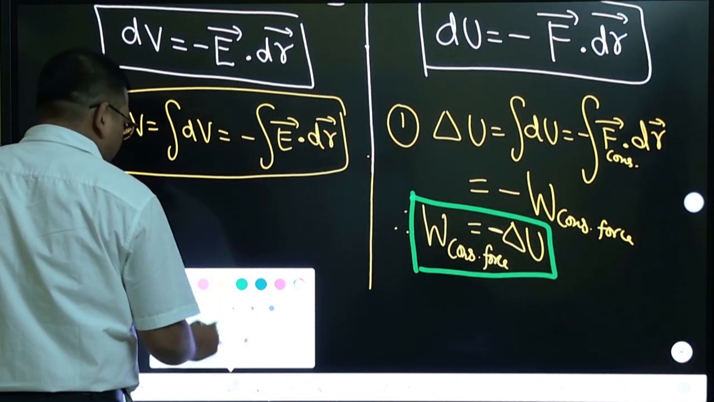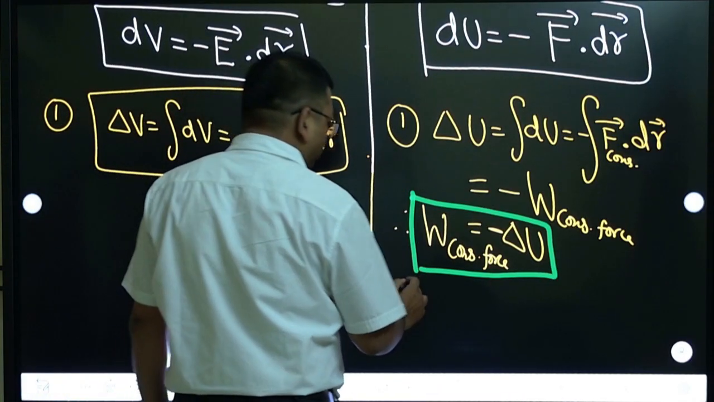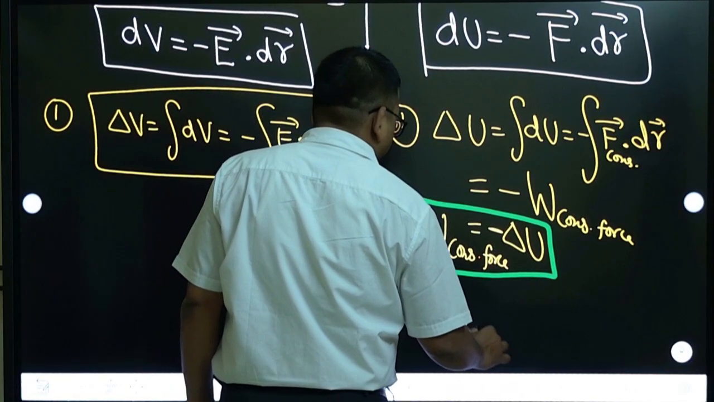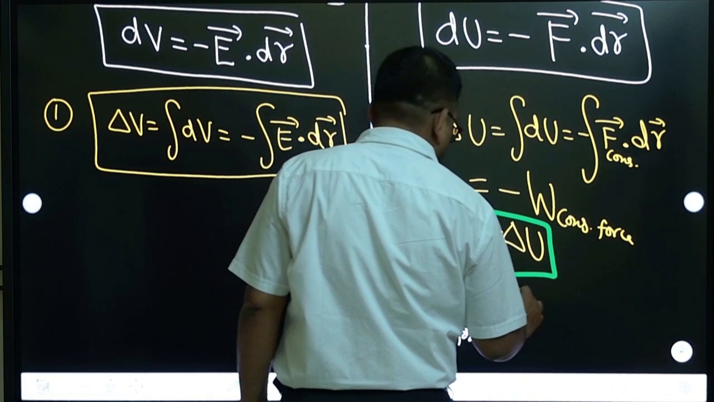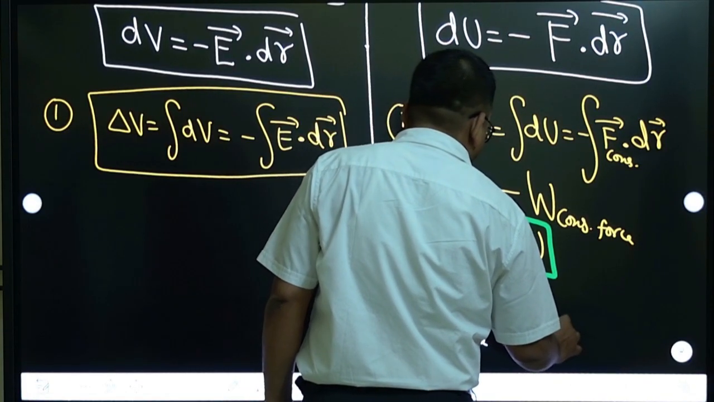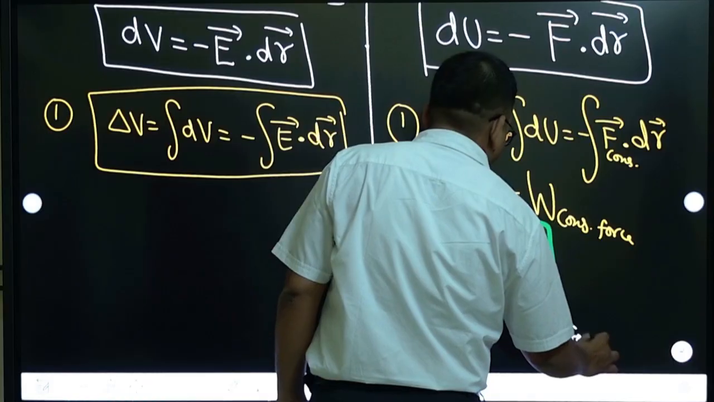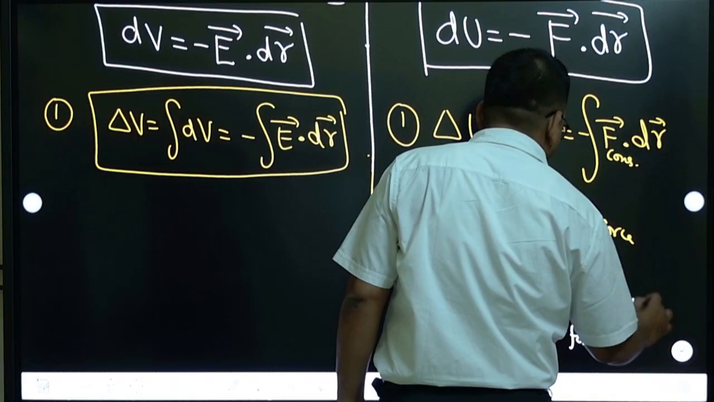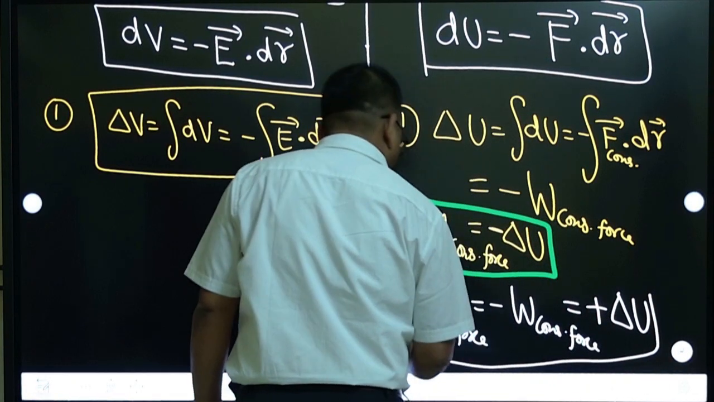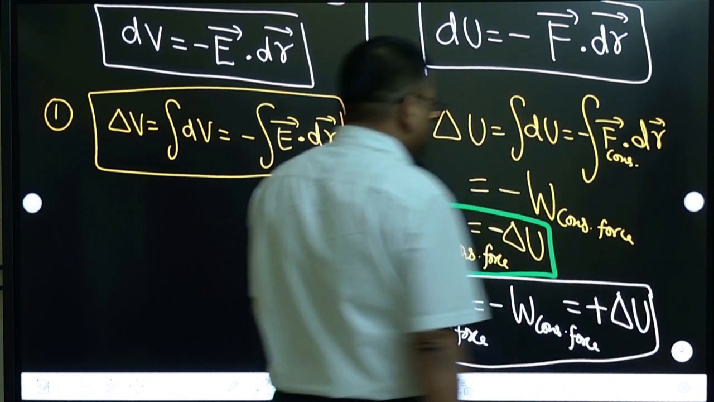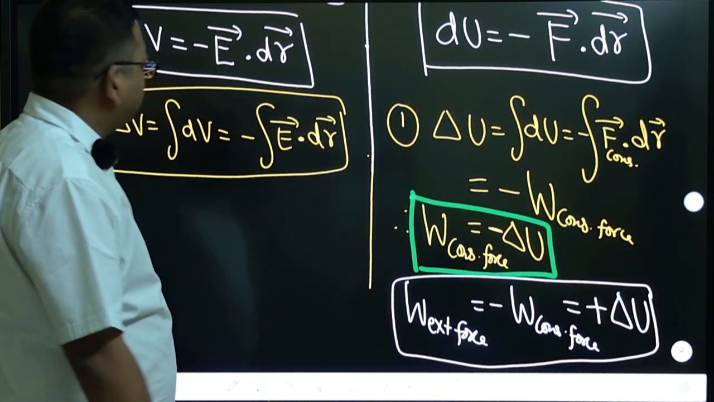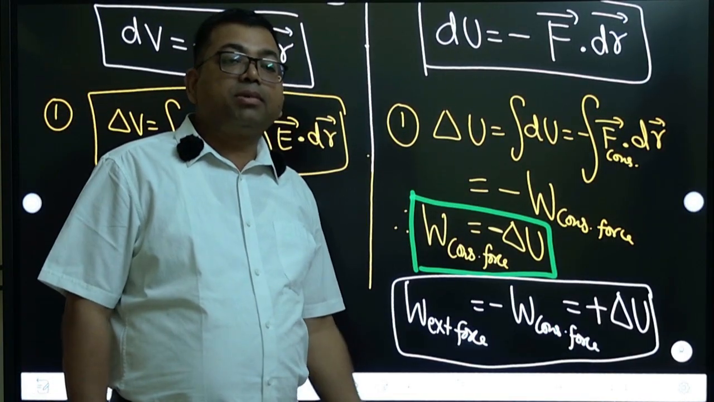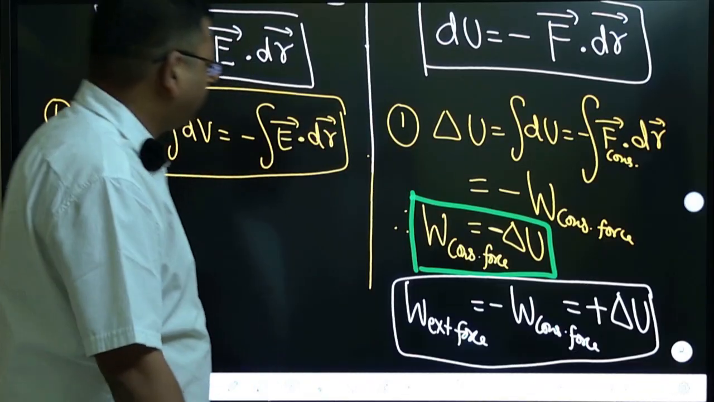And the work done by an external force is minus the work done by the conservative force. So it will be equal to plus the change of potential energy. Okay, so these equations are important. Sometimes these equations come in assertion-reasoning based questions like that.